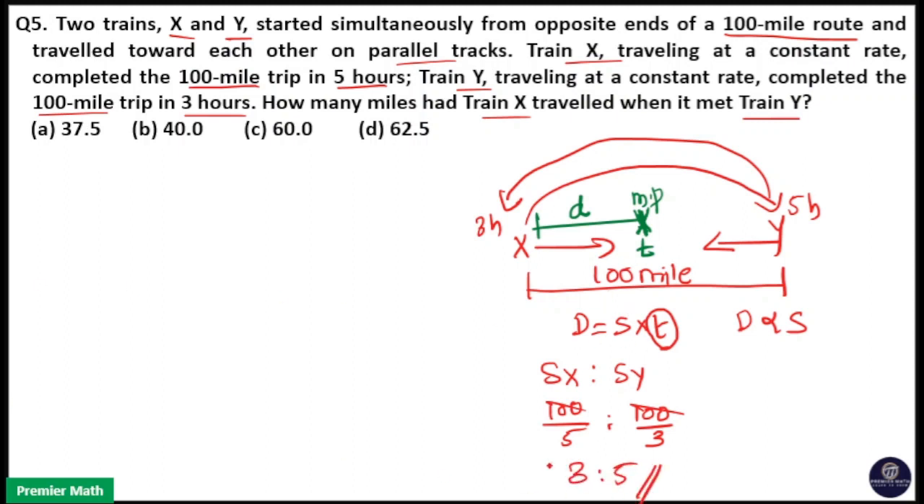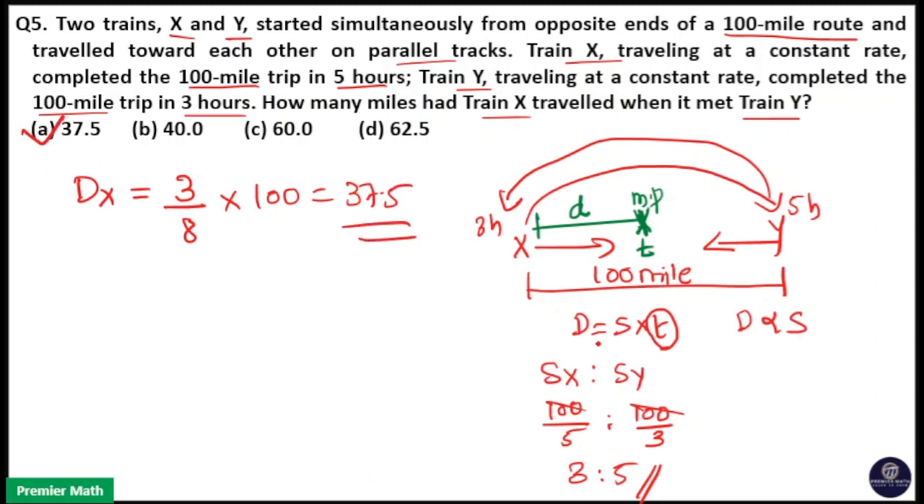Here distance is constant, so take the reverse of time. That is 3 is to 5. Then distance traveled by X is equal to the ratio of X, which is 3, divided by the total ratio, 3 plus 5, which is 8, into total distance 100. That is 37.5. So option A is your answer.